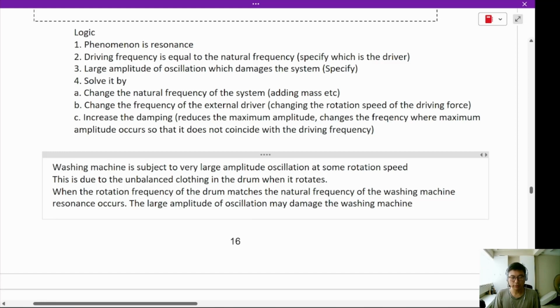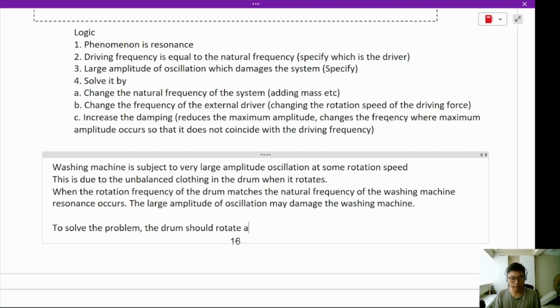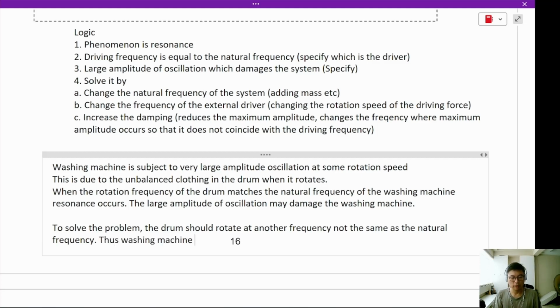Okay, so after that, we can say that to solve this problem, the drum should rotate at another frequency that is not the same as the natural frequency, right? And thus the washing machine is no longer in resonance. That's how you will do it. Okay, so change the frequency of the external driver.